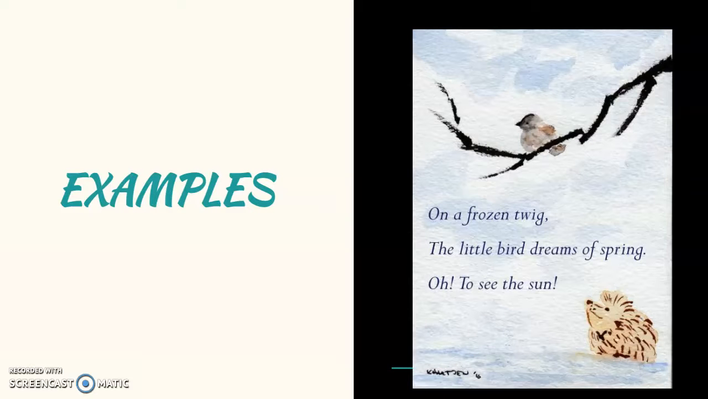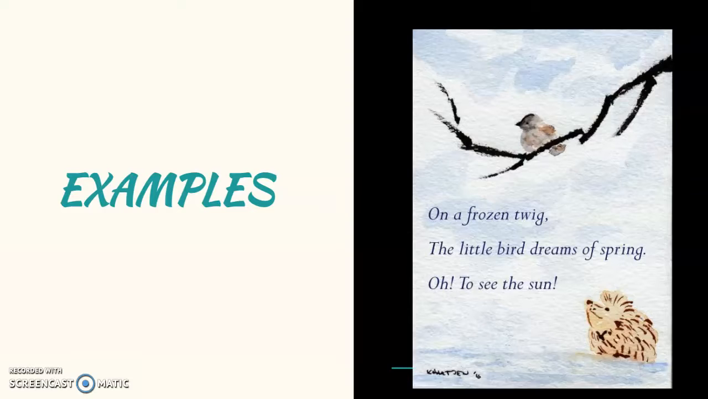All right, now let's look at a few examples. So this one, you can see the little bird and the little hedgehog. On a frozen twig, the little bird dreams of spring. Oh, to see the sun. So now let's count out the syllables. On a frozen twig, the little bird dreams of spring. Oh, to see the sun.